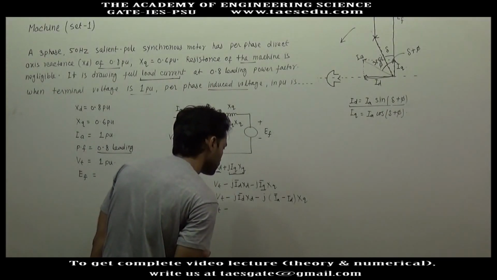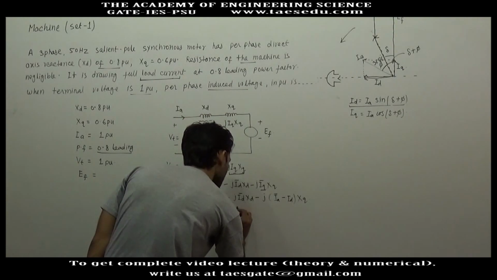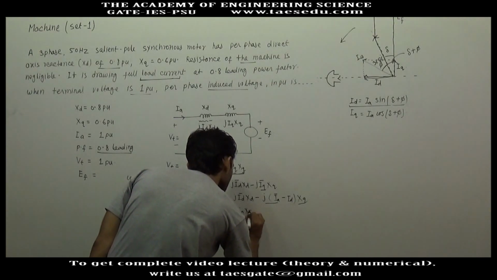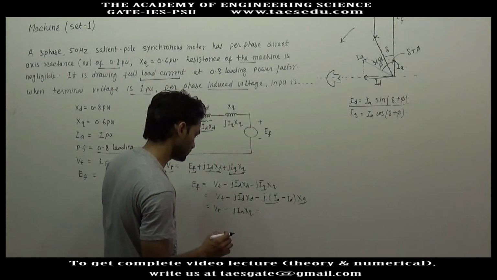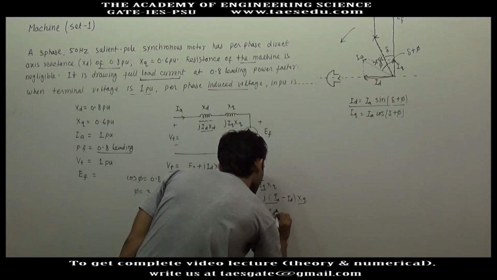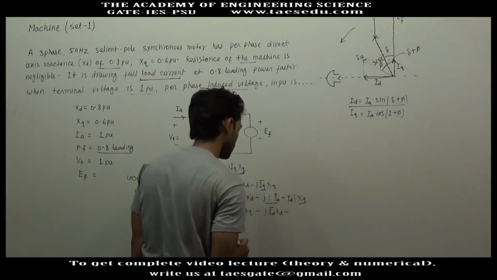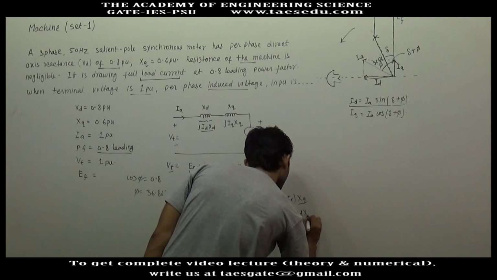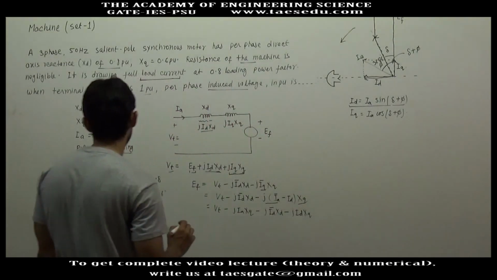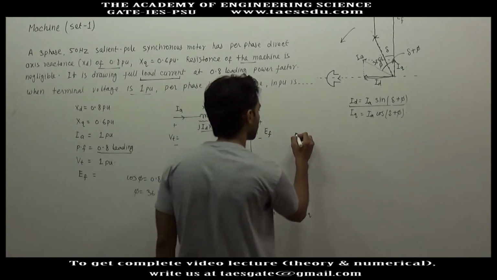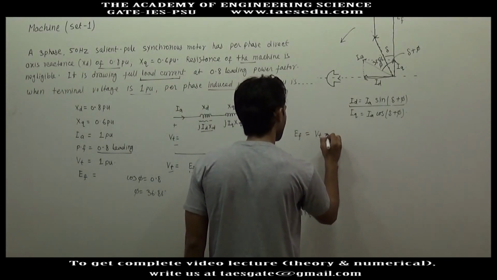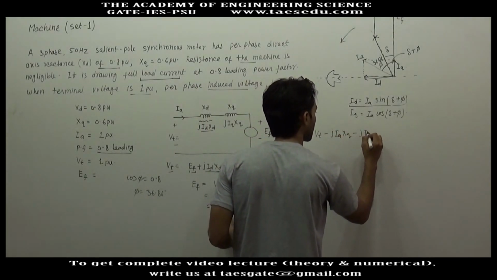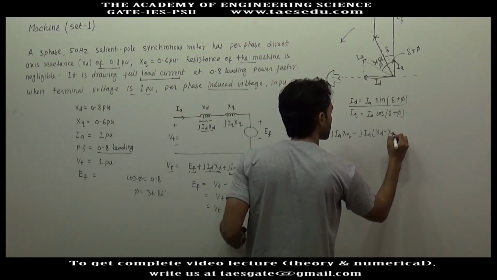Vt minus, let us write first this term, jIaXq, minus jIdXd, minus minus plus jIdXq. Or EF will be Vt minus jIaXq minus jId(Xd minus Xq).